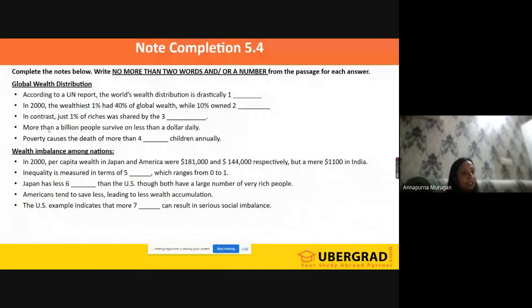Getting it? The next thing, more than a billion people survive on less than $1 daily. They have given one clue that more than a billion people survive on less than $1 daily. Now, let us go for the next thing. Poverty causes the death of more than dash children annually. What is it trying to say? Poverty will cause the death of more than dash children annually.